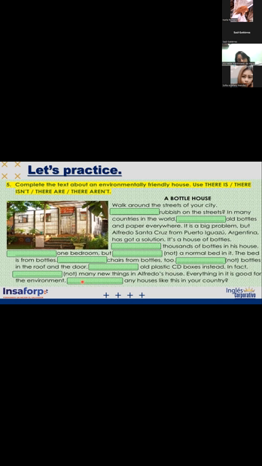Are any house like it in your country? Say that again. There are any house like it in your country? There are. Are you sure that we use there are there? Sorry, I don't understand. And so we say, are there any houses like this in your country? Are there any houses like this in your country?